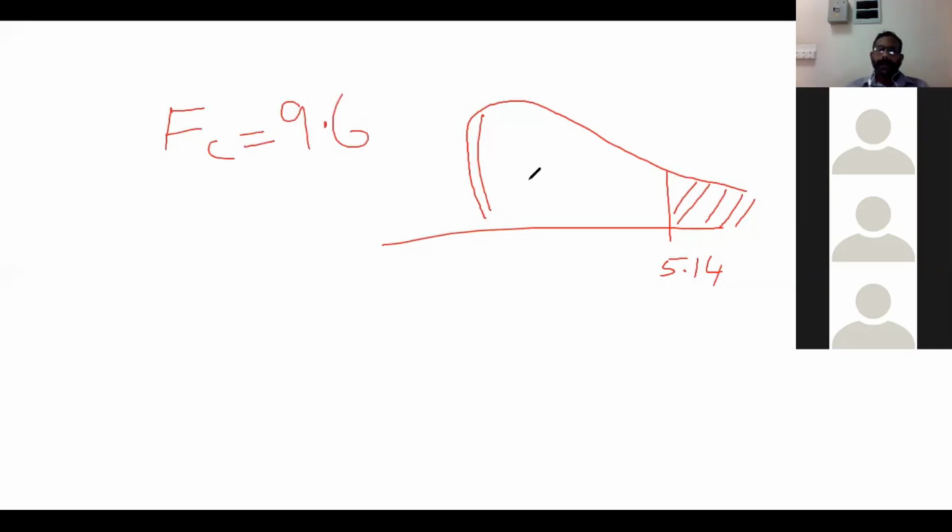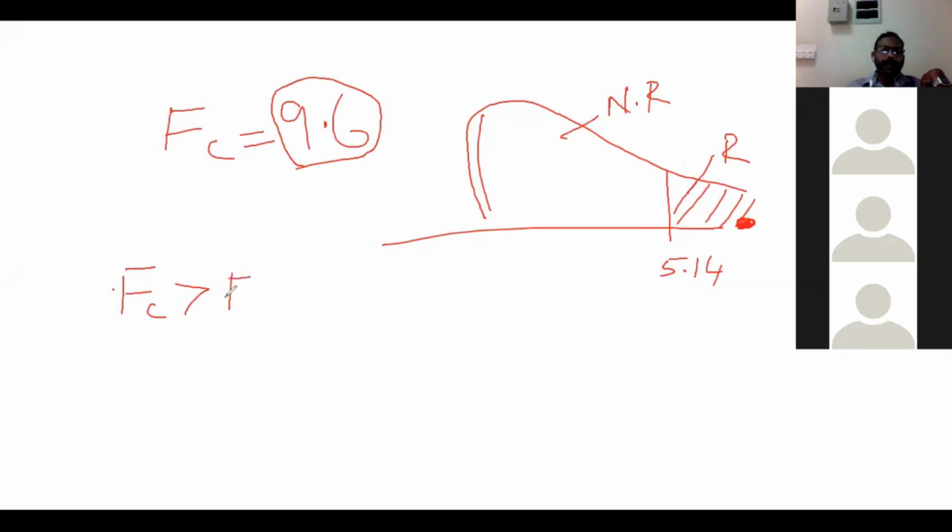Right. Now this is the non-rejection region, I will put it as NR. This is the rejection region. So this 9.6 is falling into which region? It is falling into the rejected region. Why? Because this 9.6 is falling somewhere there on the scale. So what is our conclusion? Since our calculated value is greater than the table value, we reject our null hypothesis.